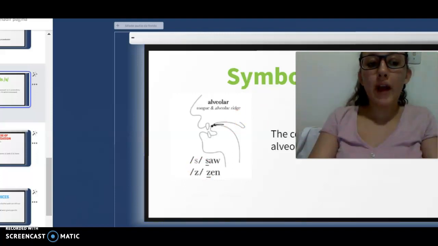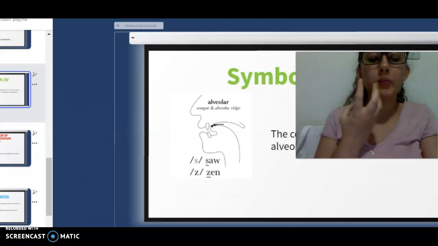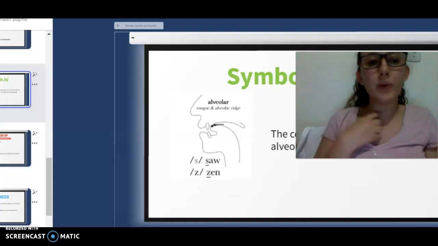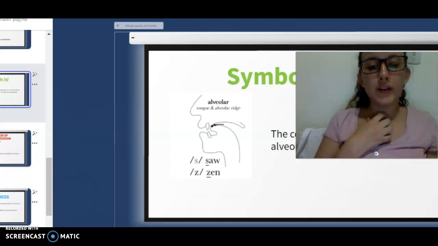You touch the alveolar ridge, the hard space behind your upper teeth, with the tip of your tongue as you breathe out and let air escape your mouth. It creates a hissing sound. Your vocal cords should not vibrate.